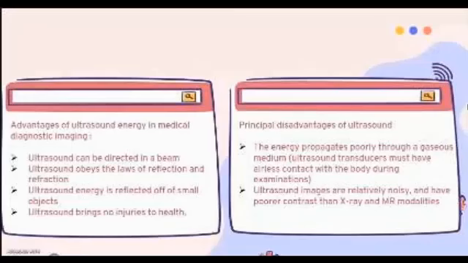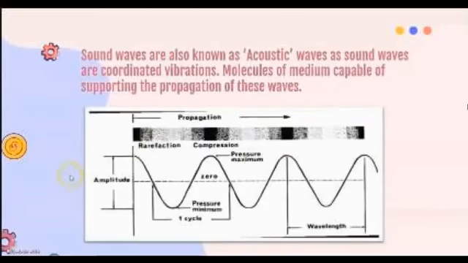Principal disadvantages of ultrasound. The first one, the energy does not propagate through a gaseous medium. Ultrasound transducer must have airless contact with the body during examination. The second one, ultrasound images are relatively noisy and have a poorer contrast than X-ray and MR modalities.